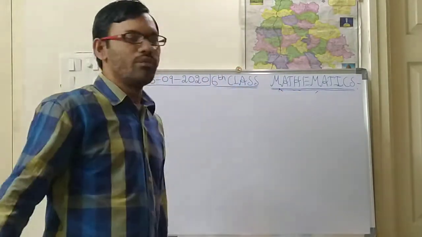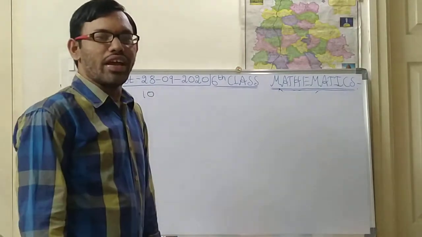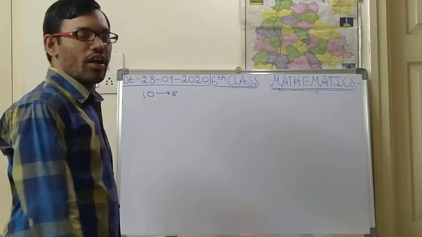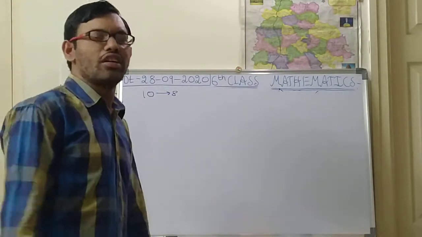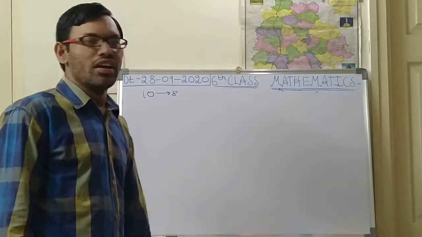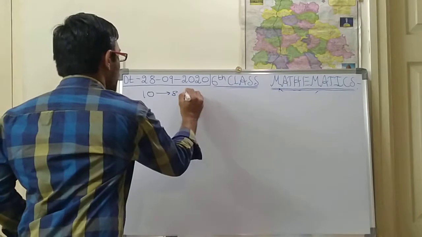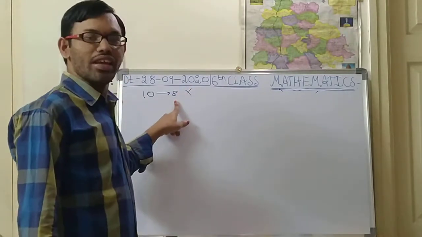Okay, first take the number 10. You have to identify whether 10 is divisible by 8 or not. Do the general division, or if you know the 8 table, you can easily identify. In the 8 table, will 10 come or not? No. That means 10 is not divisible by 8.